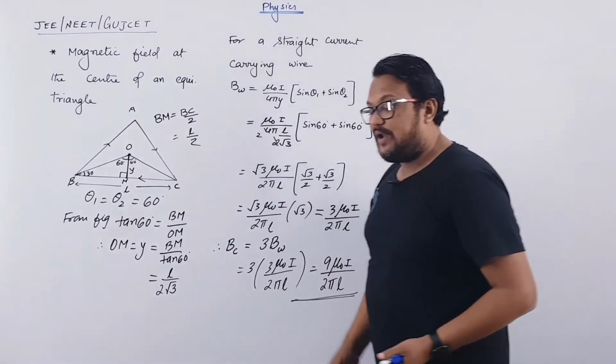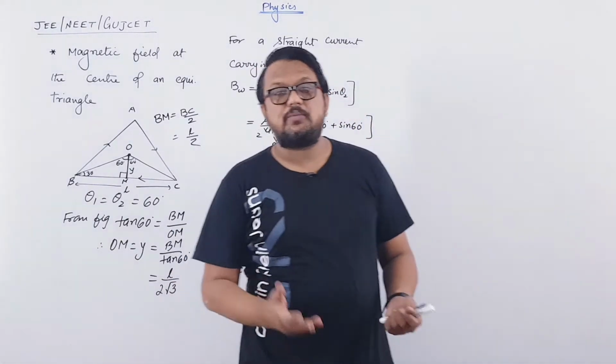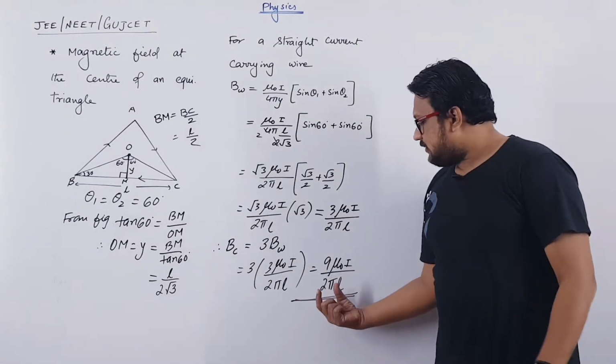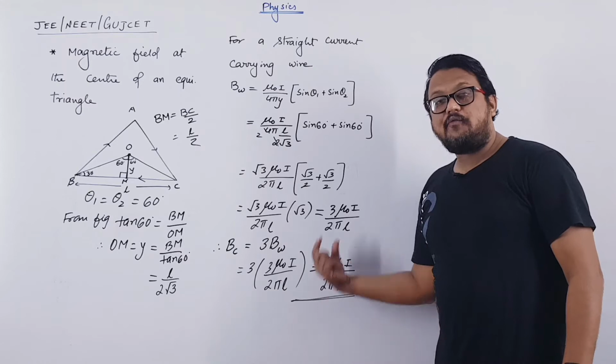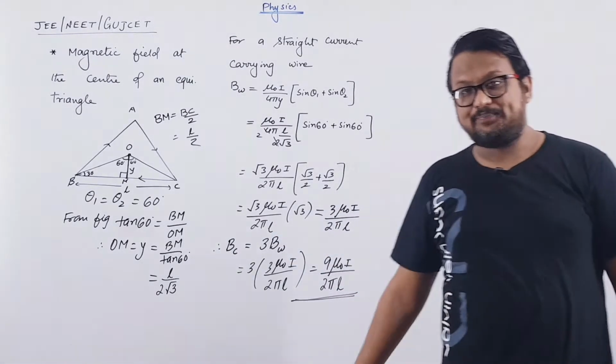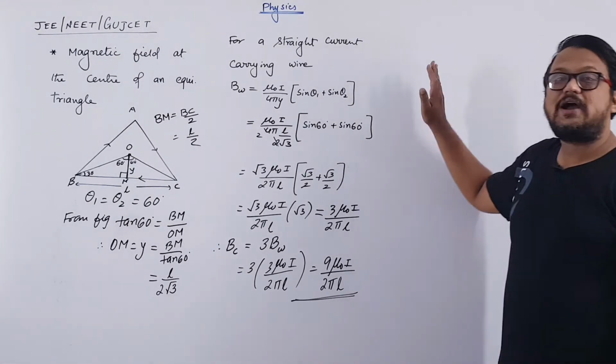Suppose what is the magnetic field at the center of a ring? Then you should know B is equal to mu naught I over 2 pi R, where R is the radius. Here, what is the magnetic field at the center of a triangle? Then it is 9 mu naught I over 2 pi L. Clear? In the same way you have to try for a rectangle.